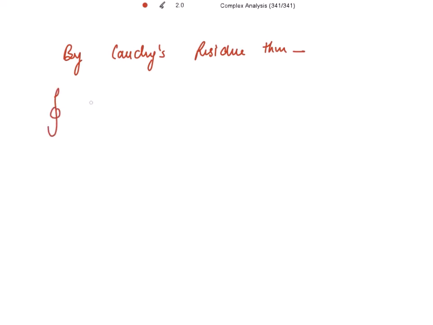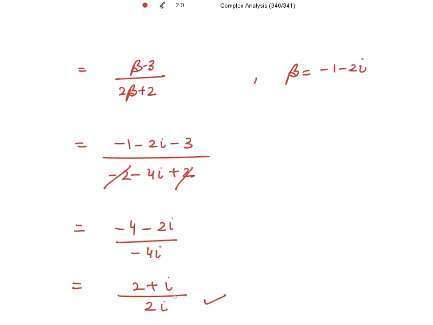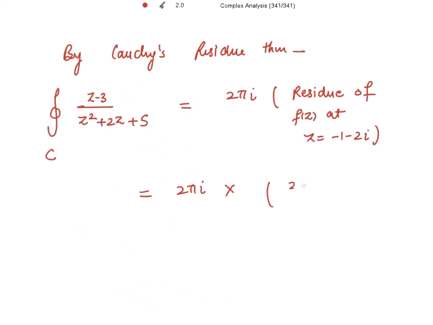So the given integral over this given circle is equal to 2 pi iota into the residue of f(z) at z equal to minus 1 minus 2 iota, the point which is lying inside the given circle for the third part. So this is 2 pi iota into, what is the residue? It is 2 plus iota divided by 2 iota. Let's cancel this iota and also 2, and we get this to be pi into (2 plus iota). That is the required solution for the third part.